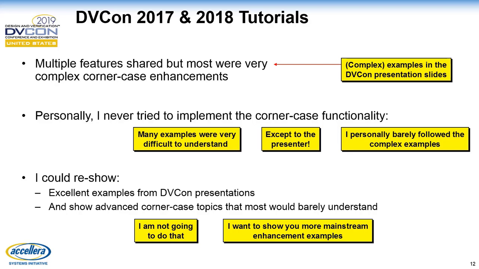Yeah, I personally barely followed many of the complex examples. I could re-show the examples that were in the past two DVCons, and I could show some of the advanced corner case topics that were discussed in those DVCons. I'm not going to do that. I'm not going to rehash something that's already out there that you can review. You can watch the videos, you can download those slides. Instead, I want to show you some of the mainstream enhancement examples and how I can use them in UVM.